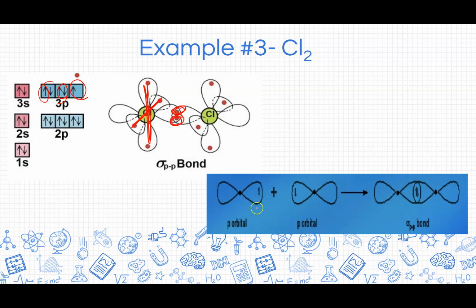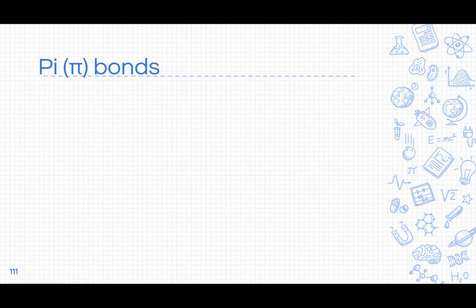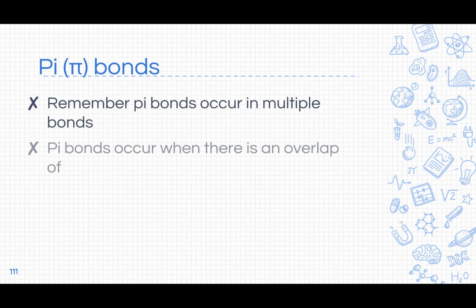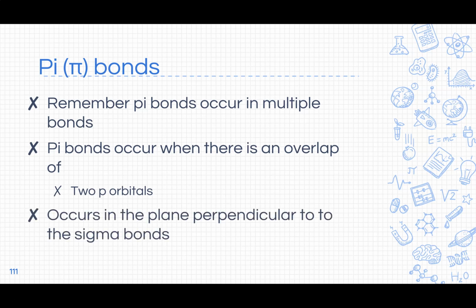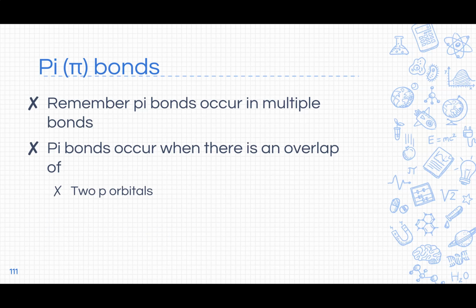It's also represented like this if we cleaned it up a little bit, where this is the unpaired electron and this is the unpaired electron, and then they overlap there. Okay. Pi bonds, which are going to be the multiple bonds, remember, occur when there's an overlap of 2 p orbitals. Now, I just showed you an example of 2 p orbitals overlapping, forming a sigma bond. But also when 2 p orbitals overlap, it is possible to form a pi bond. And that's going to occur perpendicular to the sigma bond.